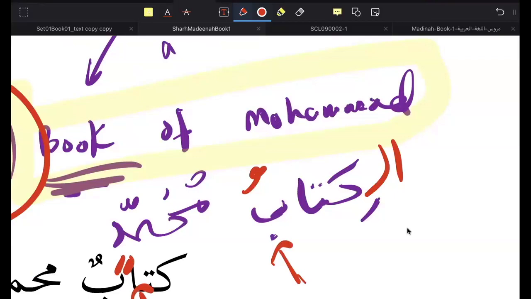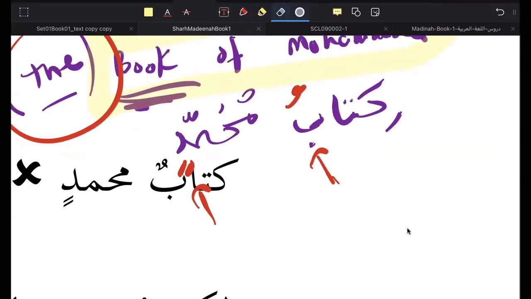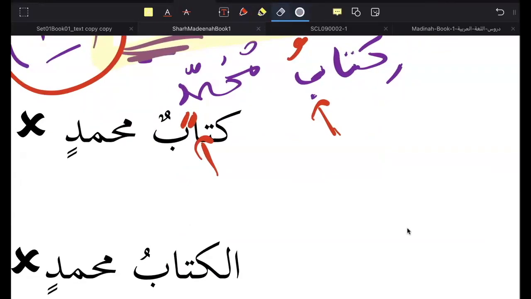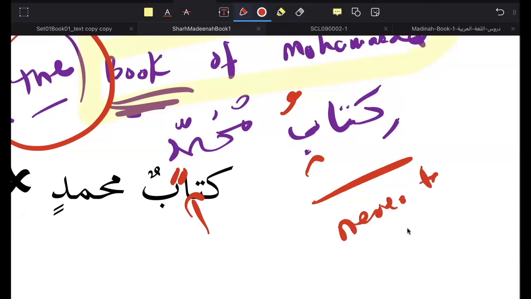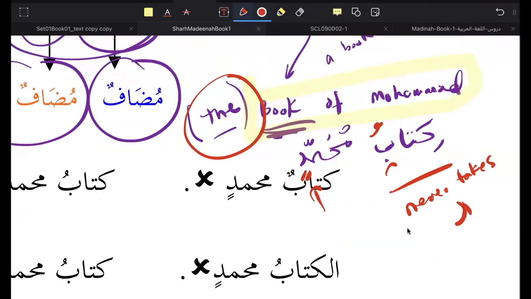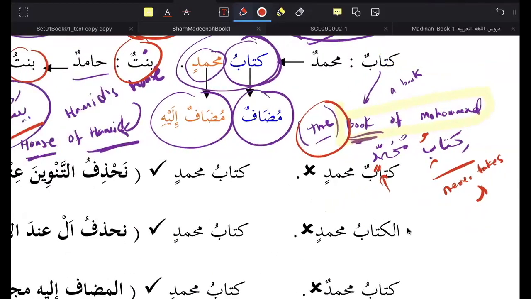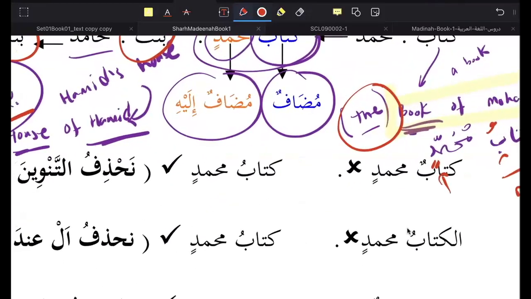Al kitabu Muhammadin. Here's your second or the third rule. The first word will never take an alif lam. First word, which is mudaf, will never take what? Alif lam. Never takes alif lam. So remember these rules. There's a lot of things, guys, but you have to review them. So let's see what the author is saying.